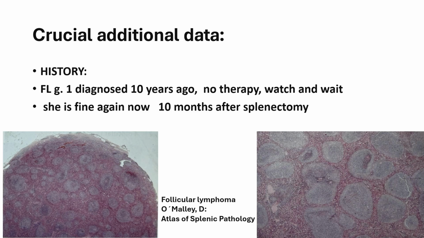Then there are some crucial additional data when we tried to get more history of the patient. This was a consultation from outside hospital. Then we found that she was diagnosed with follicular lymphoma grade 1 10 years ago, with no therapy, just on watch and wait approach. And now after splenectomy, she's fine too.